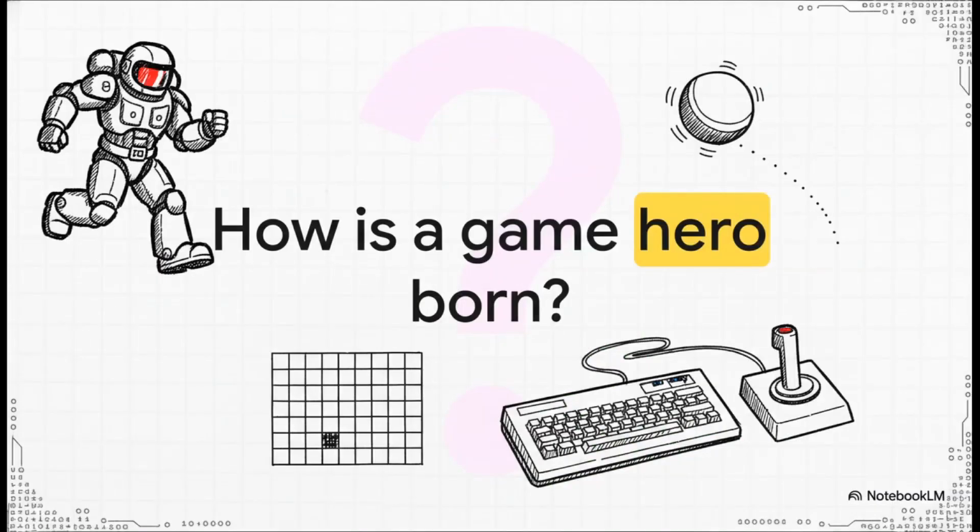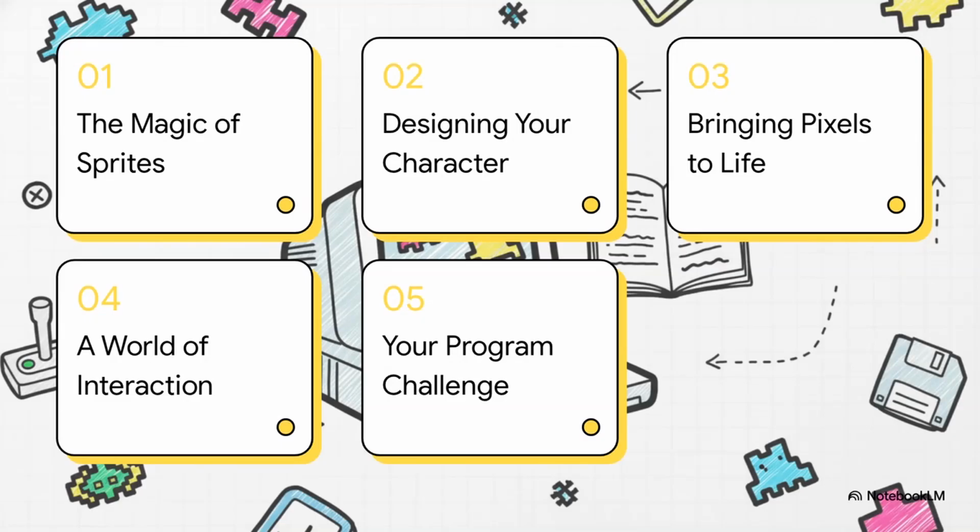So how is a game hero born? I mean, how does any great character, whether it's a space marine or just a bouncing ball, actually come to life? Well, it all starts with one single, movable object on the screen. And that concept, my friends, absolutely revolutionized early video games. It's called a sprite.